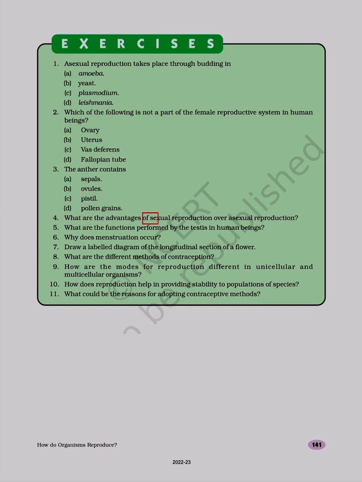4. What are the advantages of sexual reproduction over asexual reproduction? 5. What are the functions performed by the testis in human beings? 6. Why does menstruation occur? 7. Draw a labeled diagram of the longitudinal section of a flower. 8. What are the different methods of contraception? 9. How are the modes of reproduction different in unicellular and multicellular organisms? 10. How does reproduction help in providing stability to populations of species? 11. What could be the reasons for adopting contraceptive methods?